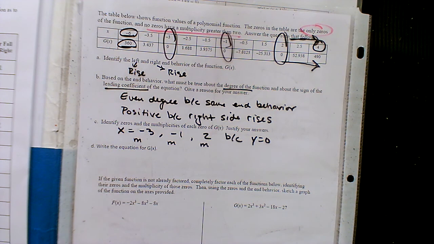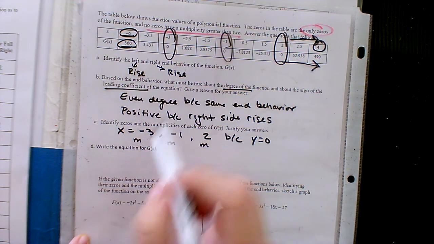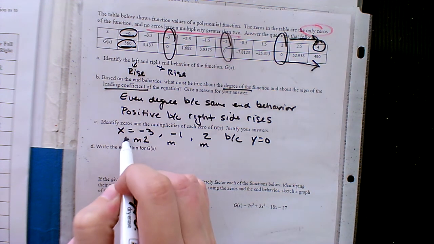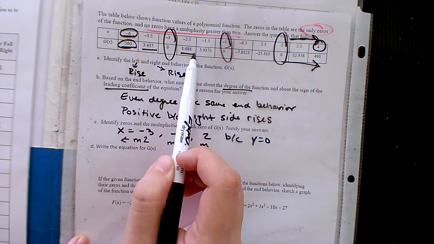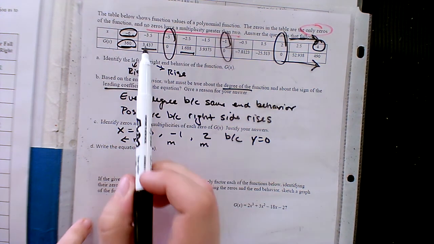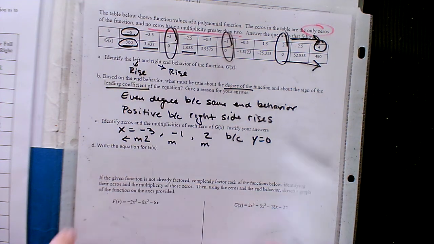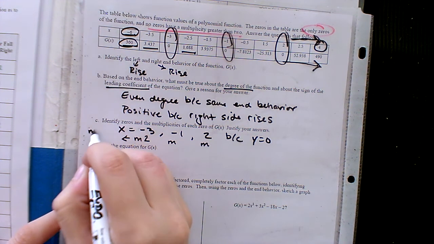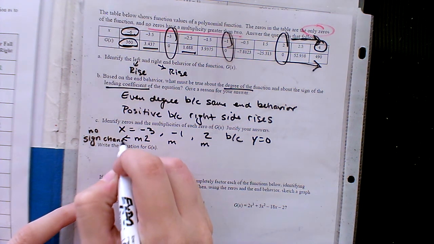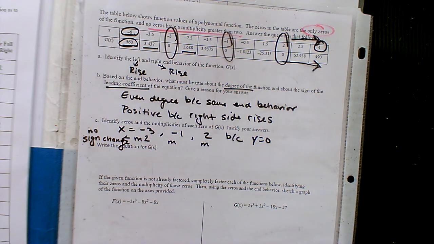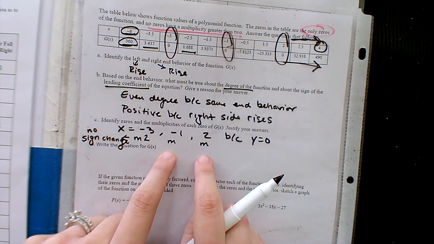Okay, so -3 has multiplicity two. How'd you know? Because the y values on the left and the right are both positive. They bounced off the x-axis. Okay, so notice how left and right are both positive. So that means you're not going through the x-axis, therefore you must be bouncing. So we'll say no sign change. Between the y values, they stay positive on both sides. What about for -1 or 2?